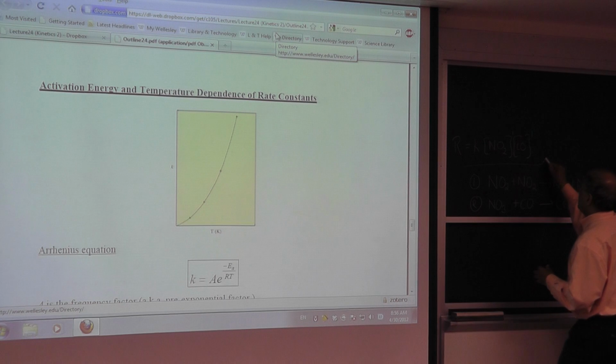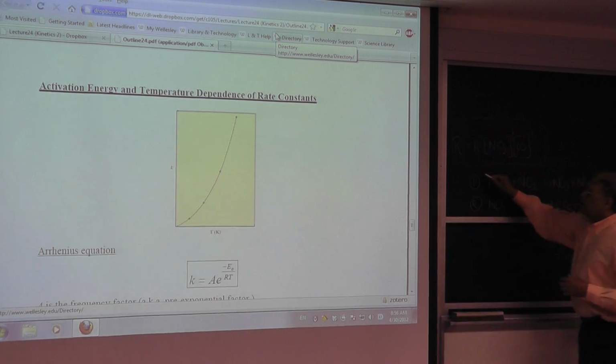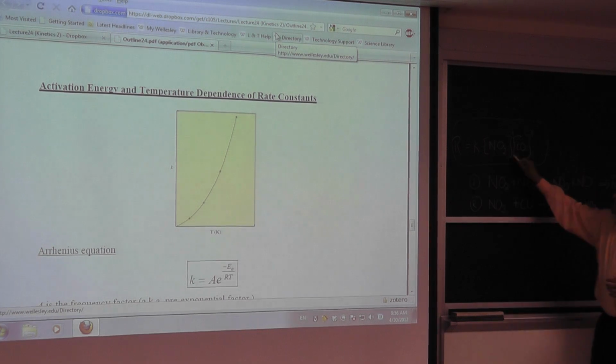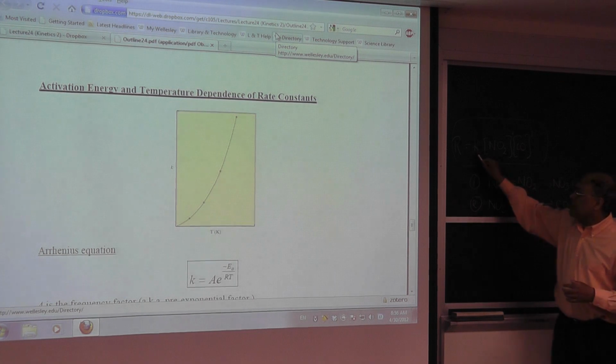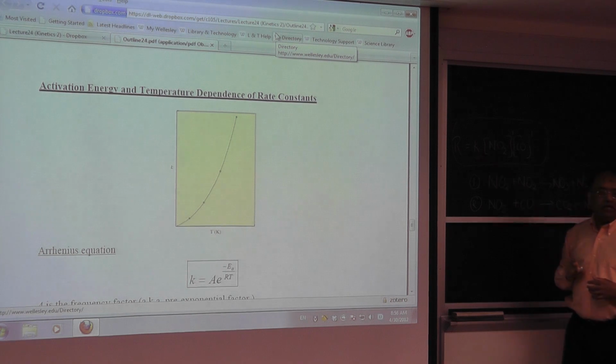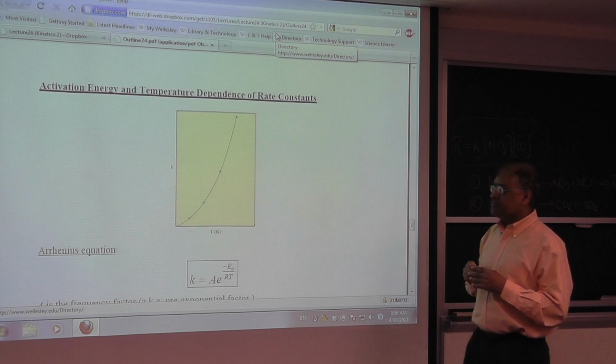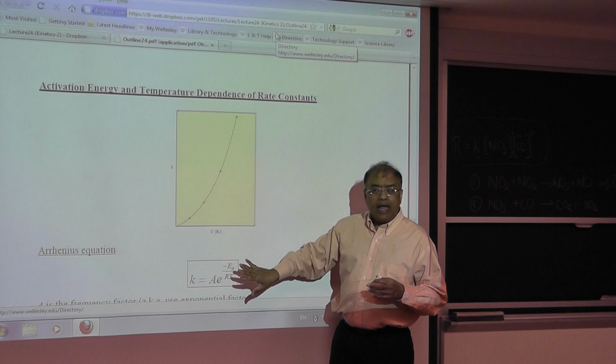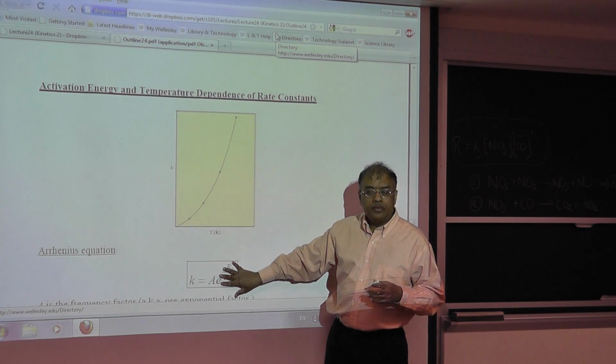So look at this example here. The rate increases with temperature, not because the concentrations increase with temperature, but rather because the rate constant increases with temperature. So we're looking at how the rate constant depends on temperature. That tells us how the rate depends on temperature. And this is a purely empirical formula.